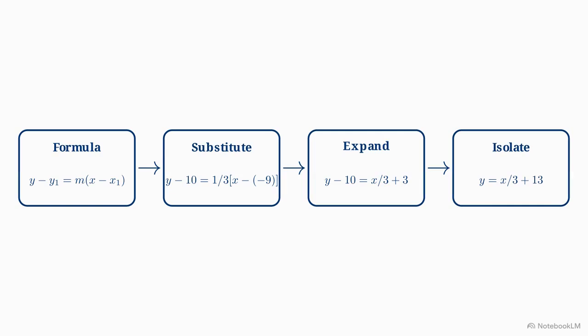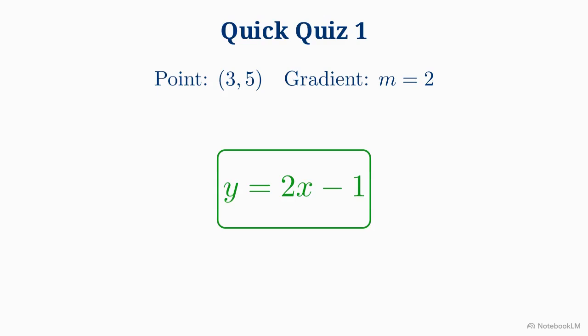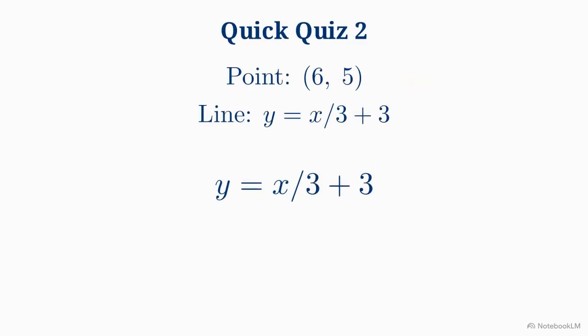Let's test this with a quick quiz. Find the equation of a line crossing through 3, 5 with a gradient of 2. The correct answer is y equals 2x minus 1. Quick quiz 2. Verify if the point 6, 5 lies on the line y equals x/3 plus 3. Plug 6 in for x. 6 divided by 3 is 2, plus 3 is 5. Yes, it does.